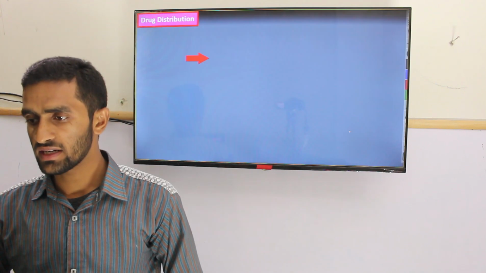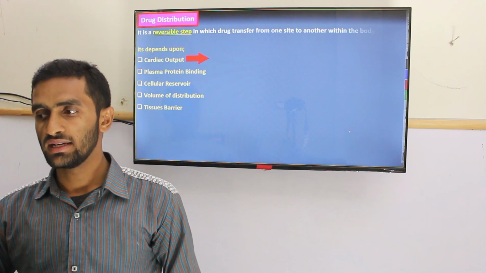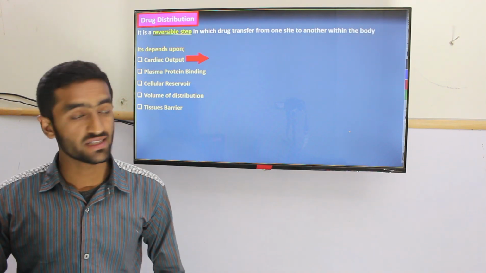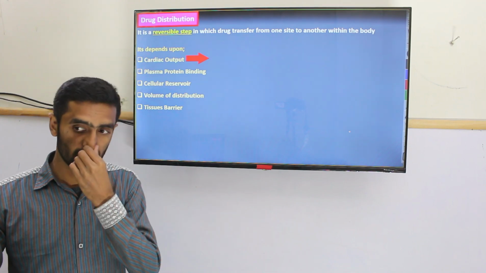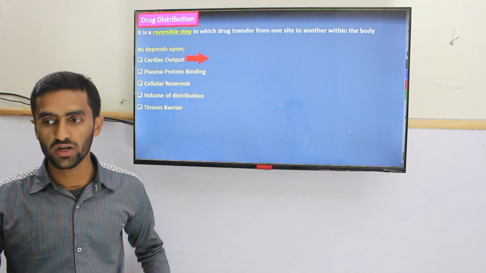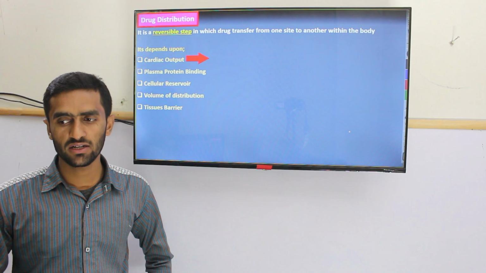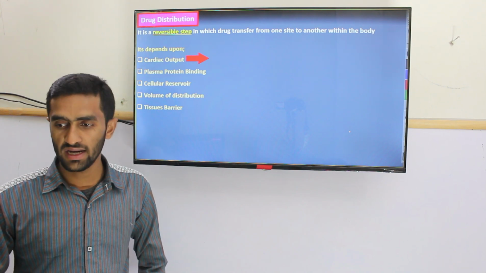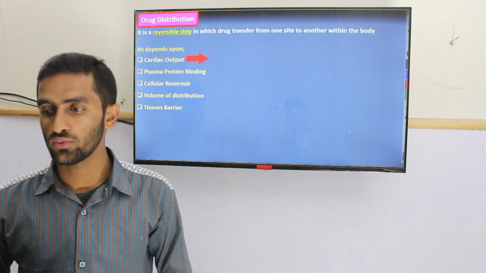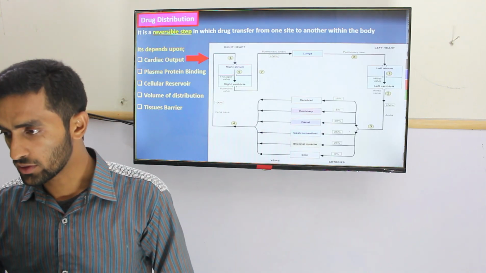So let's see what factors actually affect your drug distribution. It depends upon the cardiac output, how much blood is going to a specific tissue. So: cardiac output, plasma protein binding, cellular reservoir, volume of distribution and tissue barrier. We have to discuss all these points. So first, start with the cardiac output.